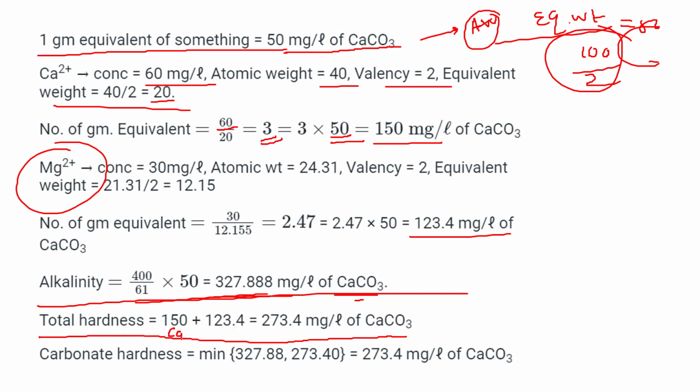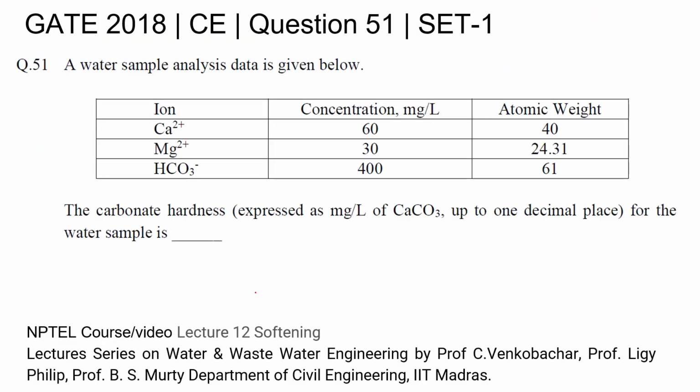So total hardness will become 150 for Ca plus 2 plus 123.4 for Mg plus 2, which is 273.4. But carbonate hardness is the minimum of alkalinity or total hardness, so it will become 273.4. So our answer will be 273.4. Thank you.